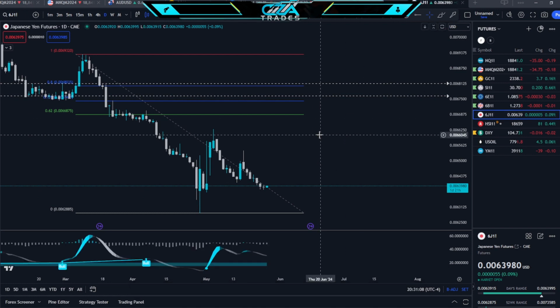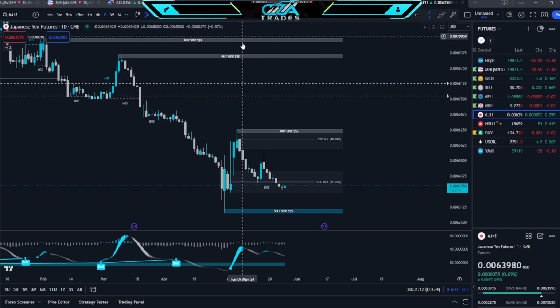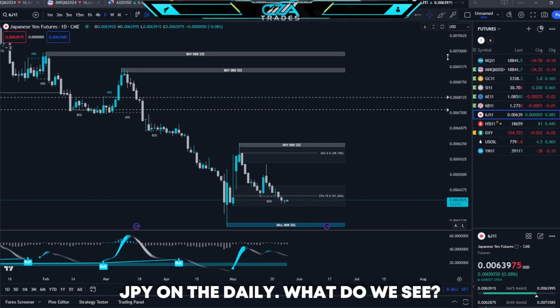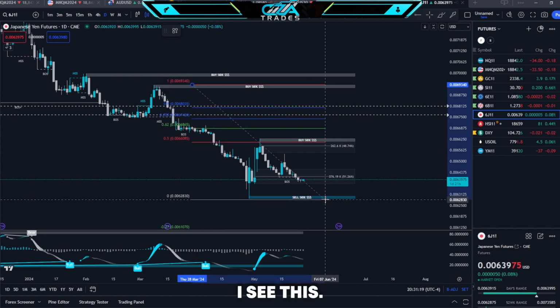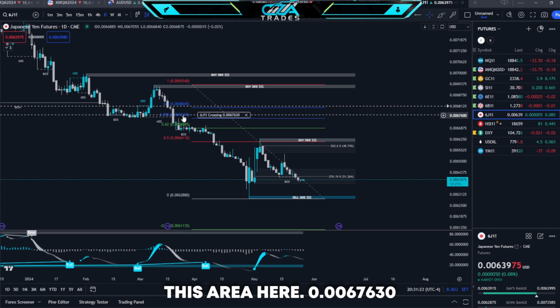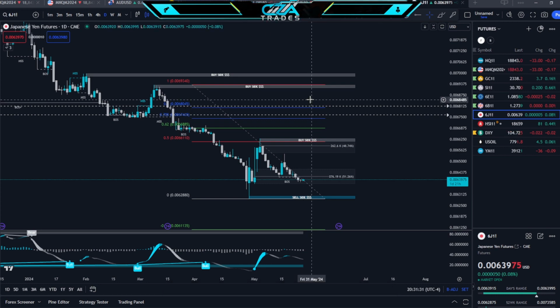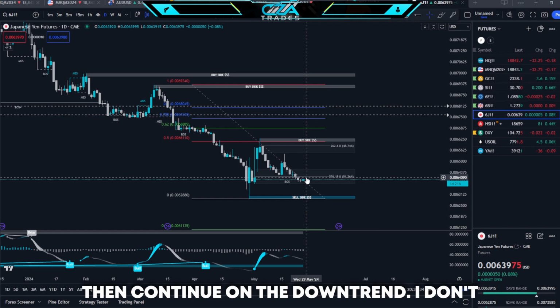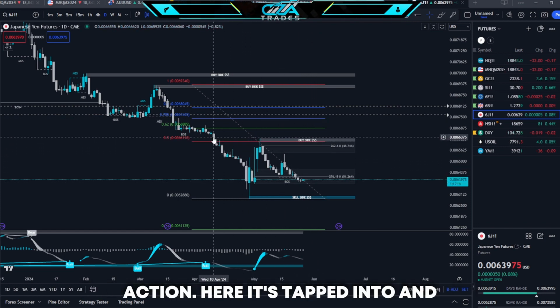Moving on to JPY. JPY on the daily, what do we see? I see this. We should see price action pull back into this area here, 0.0067630 and then also 0.0068135. Price action should tap into that and then continue on the downtrend. I don't see anything else at the moment that's closest to the price action.